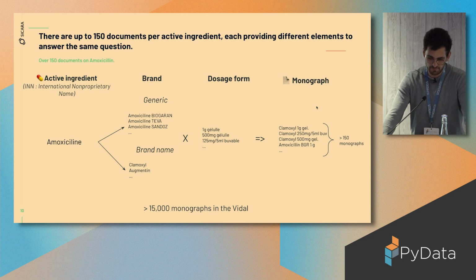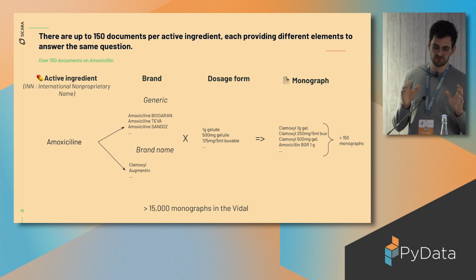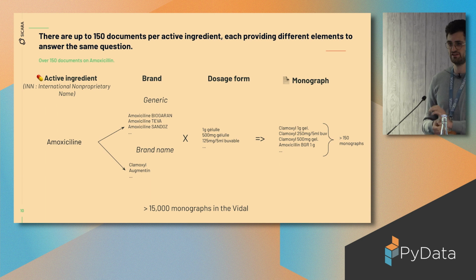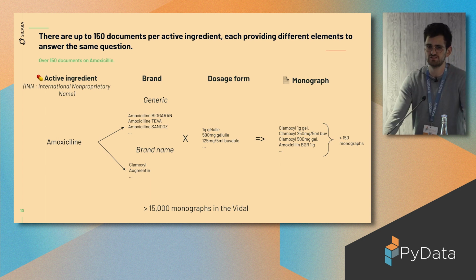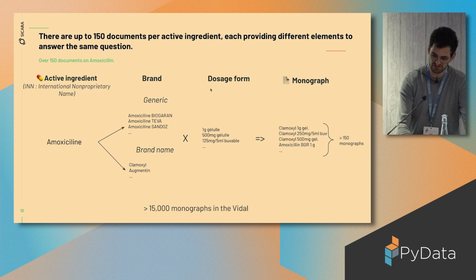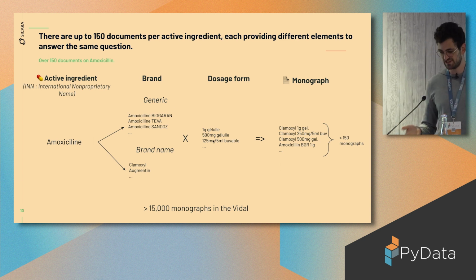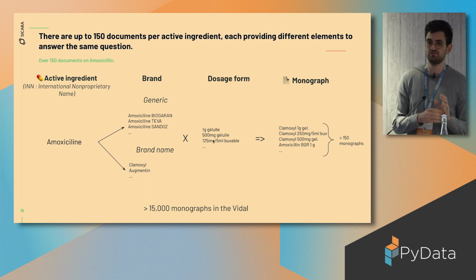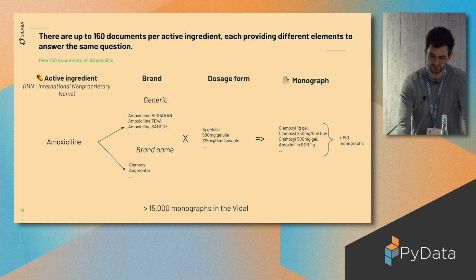Basically you have an active ingredient, which is the international non-proprietary name, for instance paracetamol. But then there are a lot of brand names based on paracetamol. So there you have the generic, the brand name. You have different dosages, and each of these combinations is a different monograph. So you understand how you end up with so many of them.